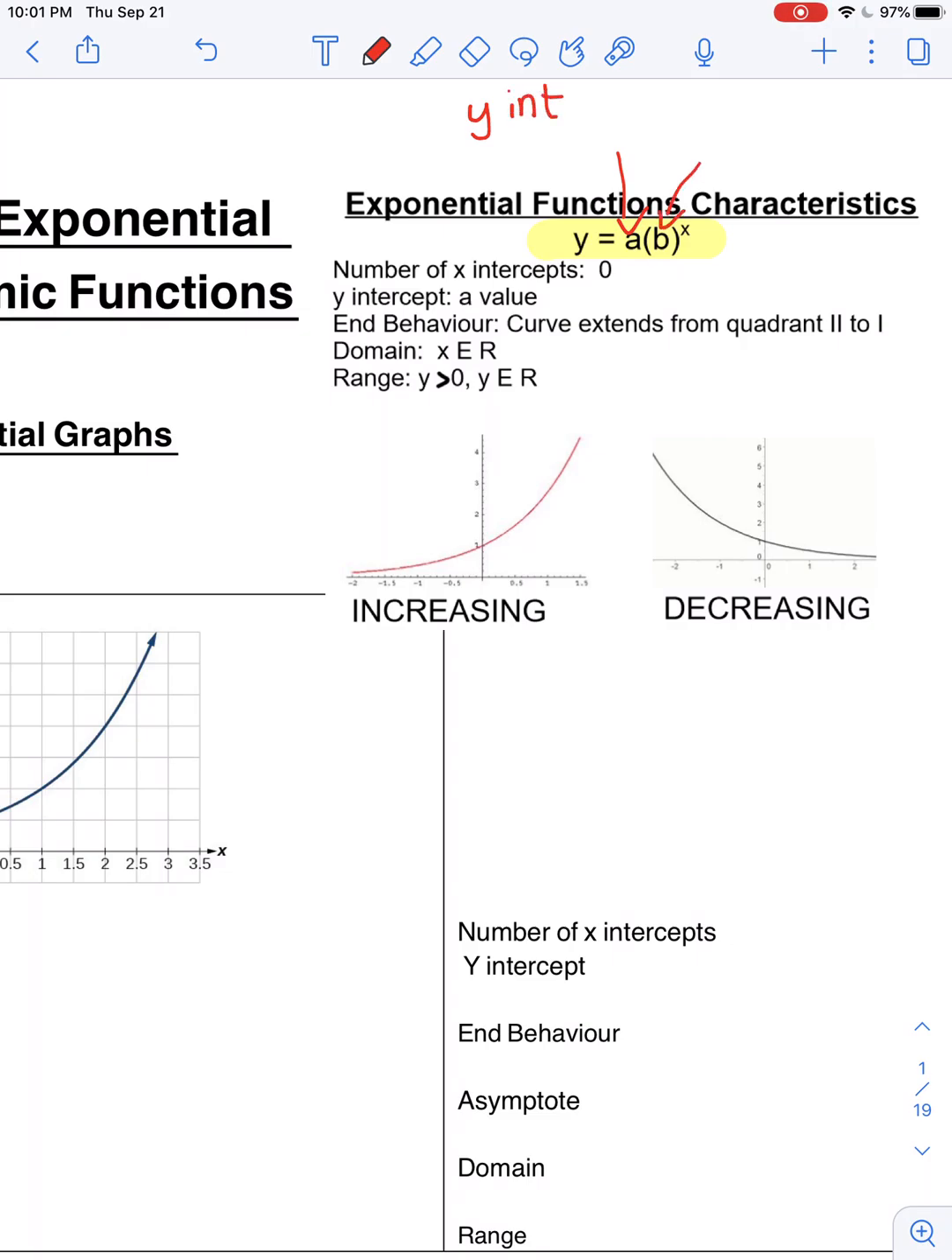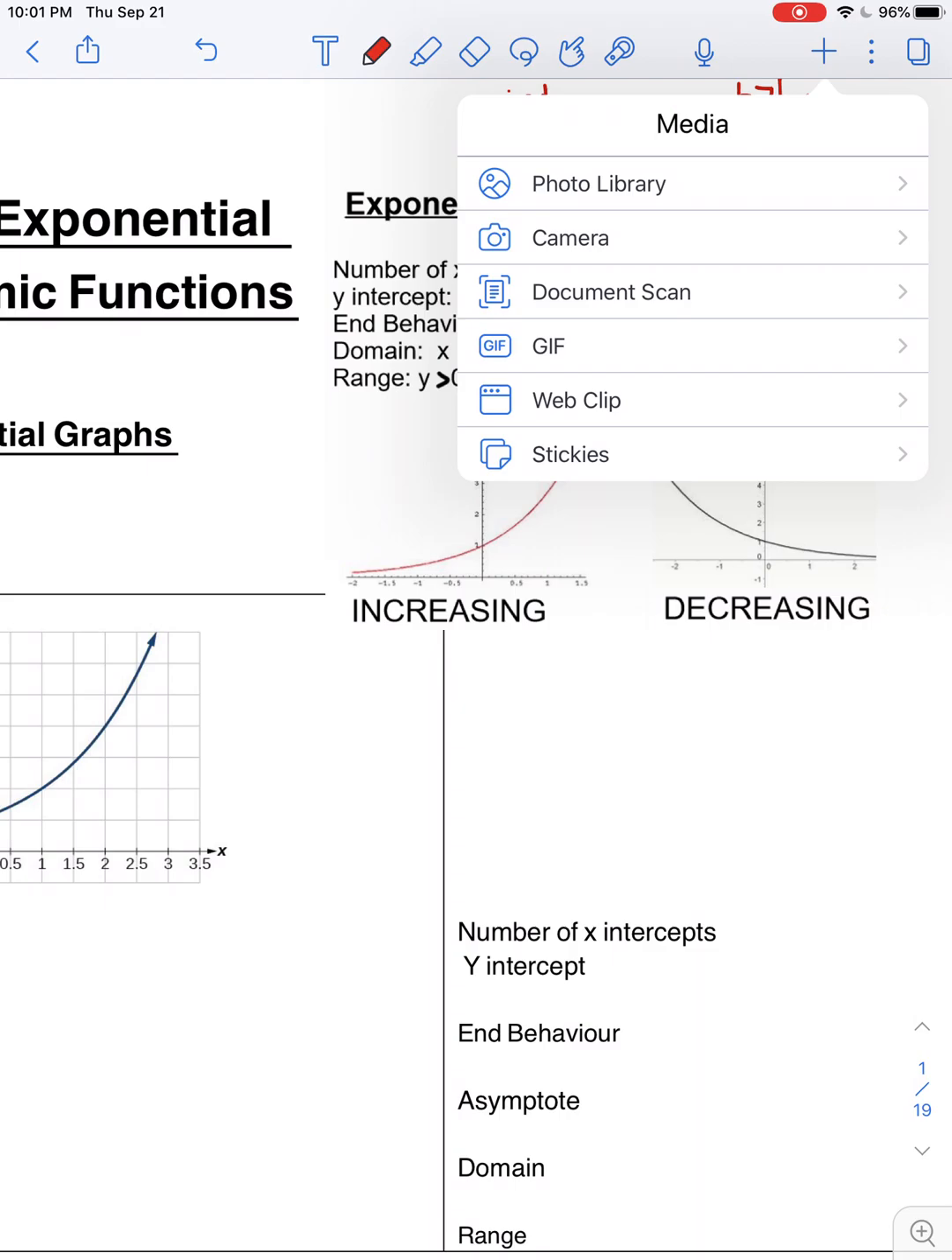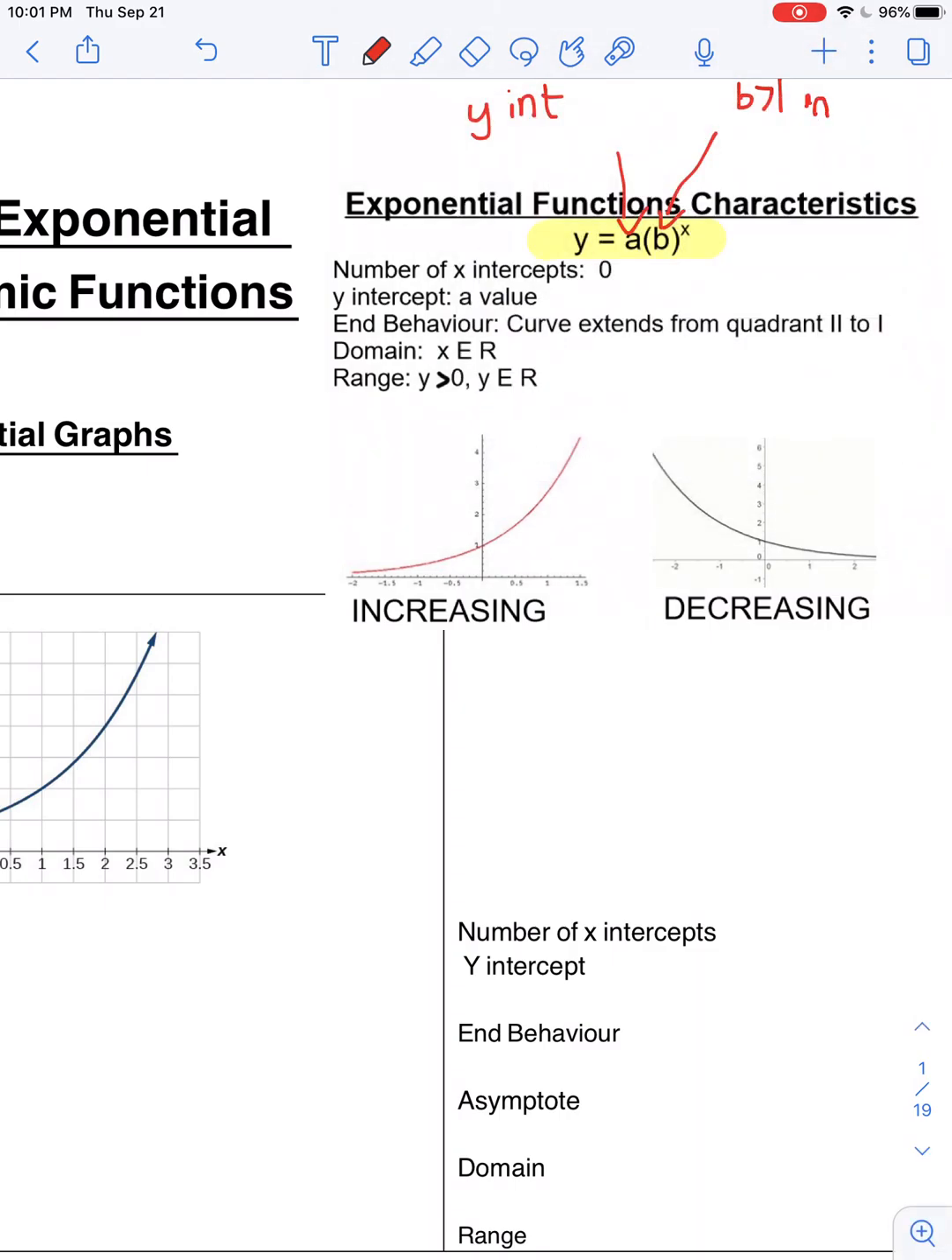And then b, if b is greater than 1, it means our graph is increasing. Okay. And if b is a decimal between 0 and 1, it means it's decreasing. So b will always be positive. So you're not going to see a negative value in an exponential graph. And then we just have some other characteristics here.